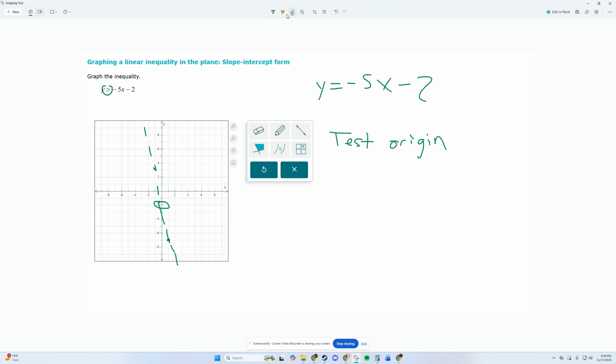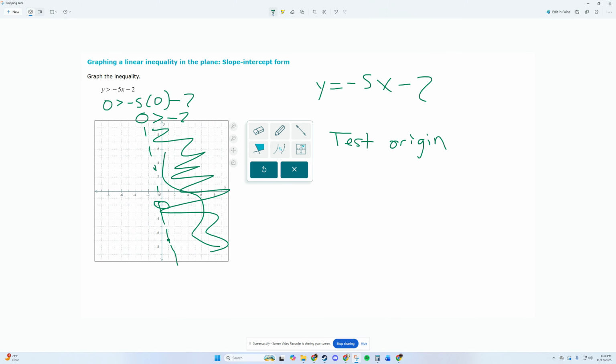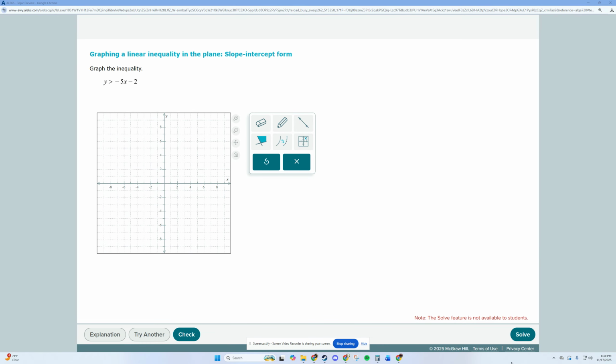So if I put in 0, 0 here, 0 is less than -5 times 0 minus 2. Is 0, sorry, greater than -2? Yes, it is. Therefore, it's going to be shaded over here, because 0 is shaded, and so would everything on this side. So we solve it, bang, got it.